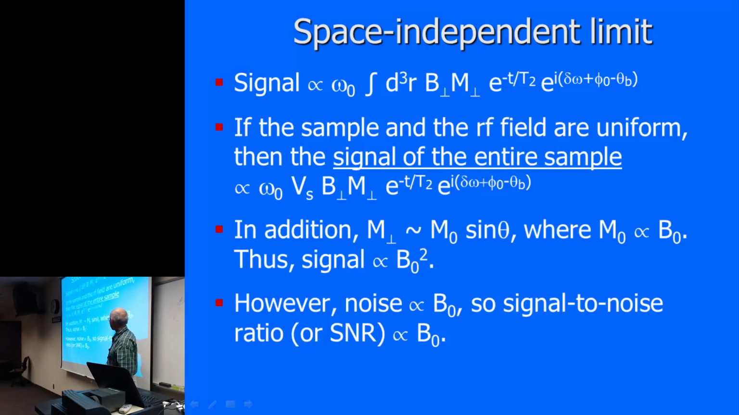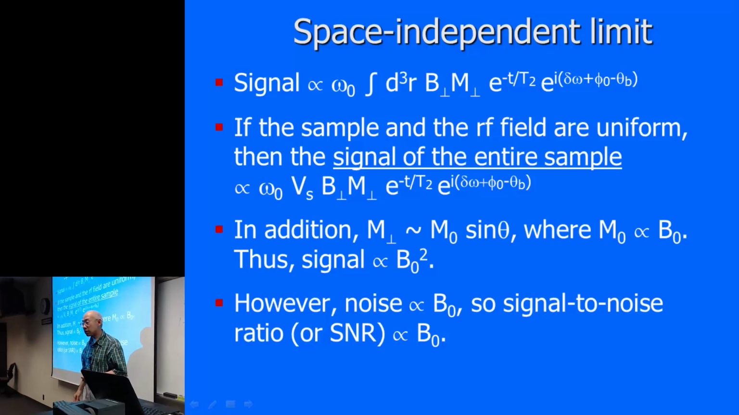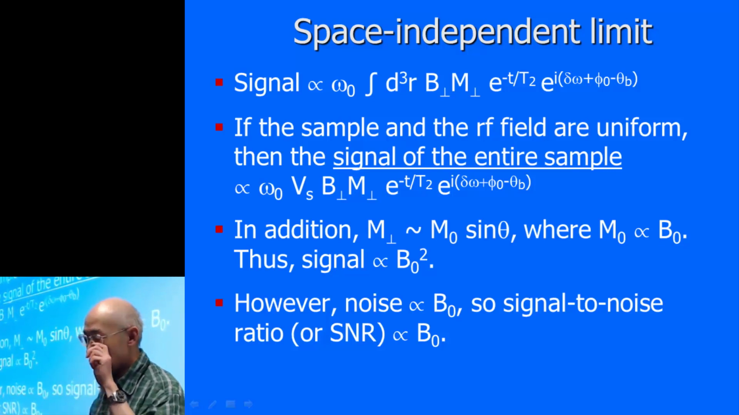Then back to chapter 4, remember that the equilibrium magnetization is proportional to the main field we apply, right? That's Curie's law. So now if you have this, and the original signal is proportional to that omega naught, and then I have this transverse magnetization, I put that together, and all of a sudden you see that the signal is proportional to B naught squared, the square of the field.